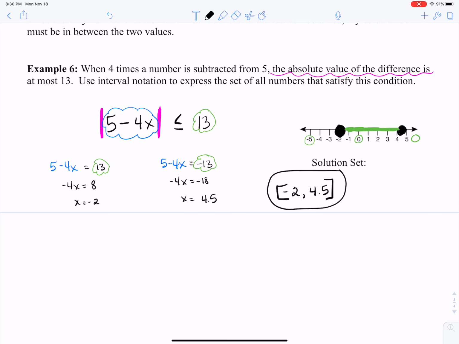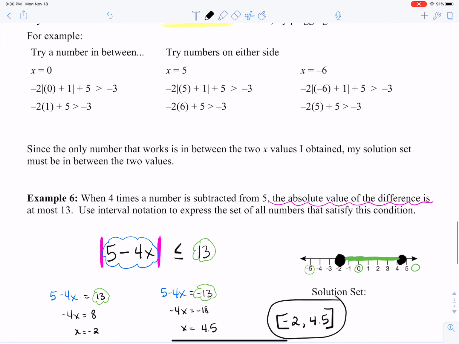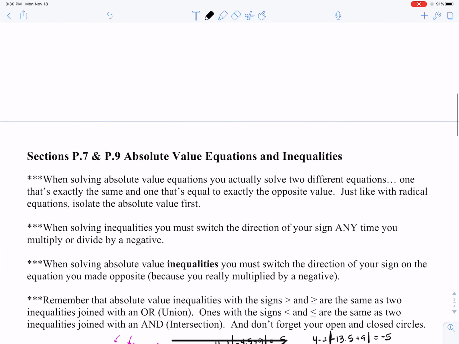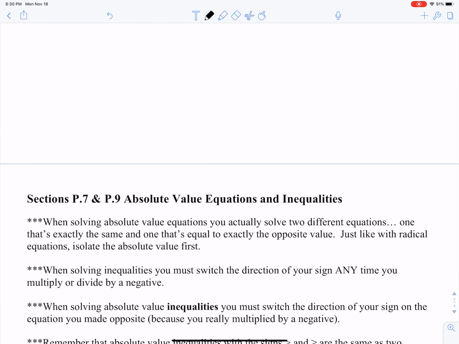There we go. All right, well, hopefully that gets you through your notes for Tuesday, and hopefully you'll be able to zoom through your My Math Lab homework.